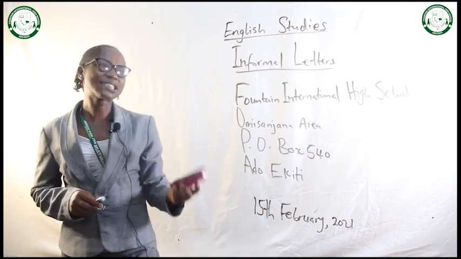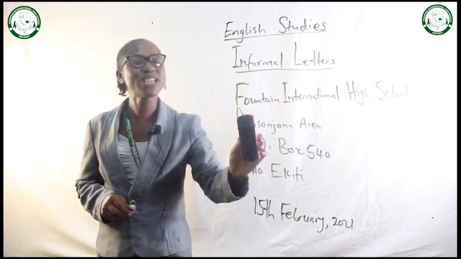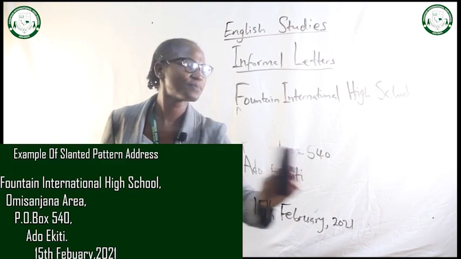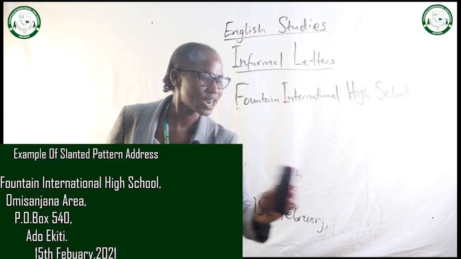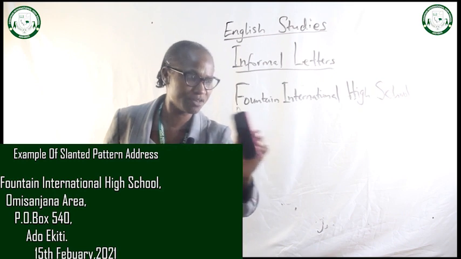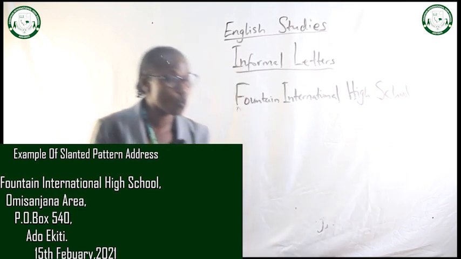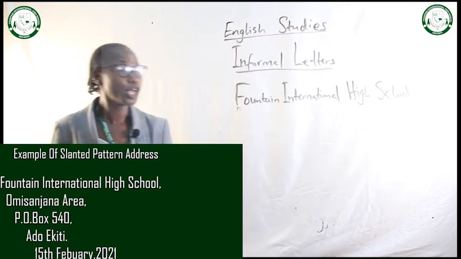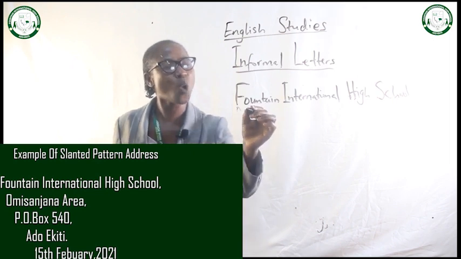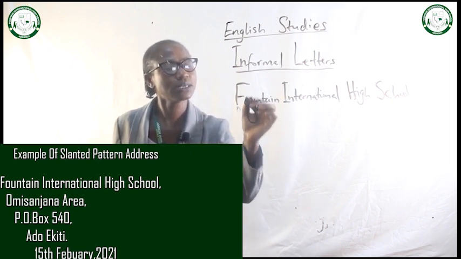Having known that, let's take a look at the other one, which is the slanted pattern. For the slanted pattern, we still use the same address, but this time around, when you want to write Omisanjana, your O comes under the O in Fountain.